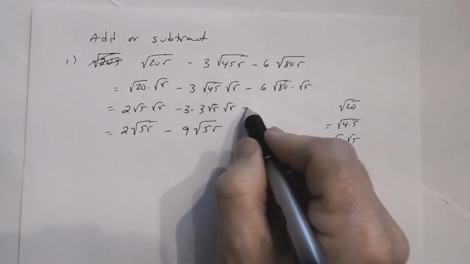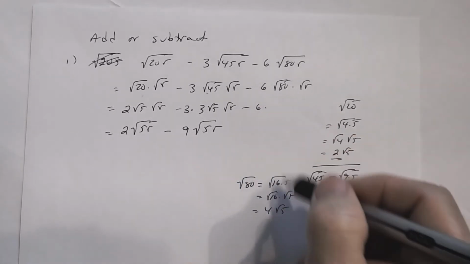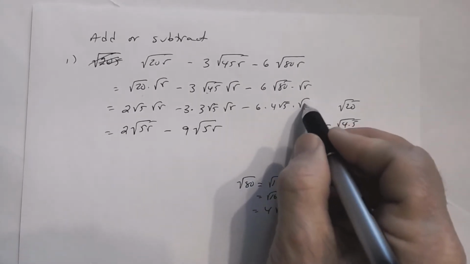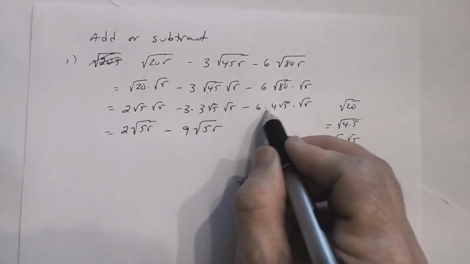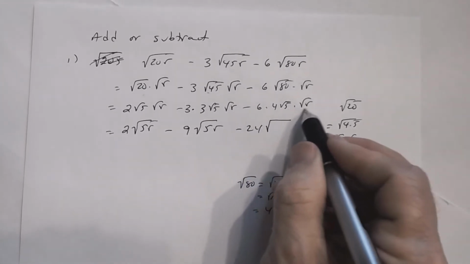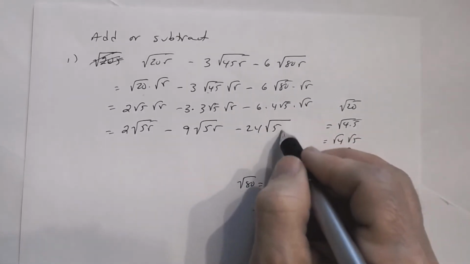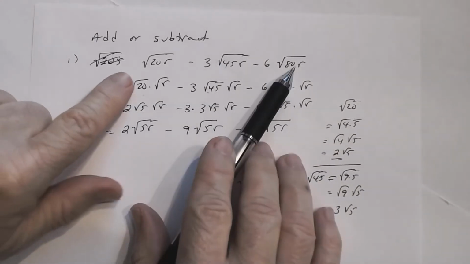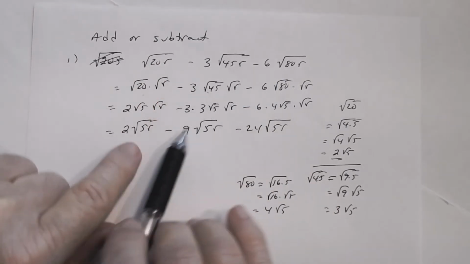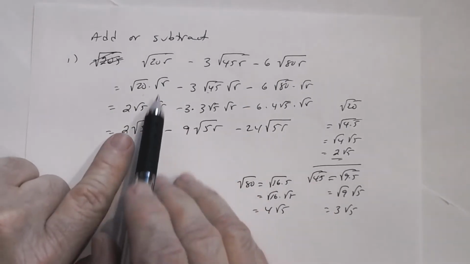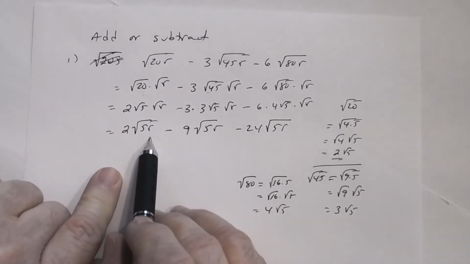So this becomes minus 6 times 4 square root of 5 times the square root of r. And so 6 times 4 is 24. So it'll be minus 24 square root of, now the square root of 5 times square root of r is the square root of 5r. Okay? Now, notice I simplify these radicals as much as I can. Okay? So the square root of 20r is this.